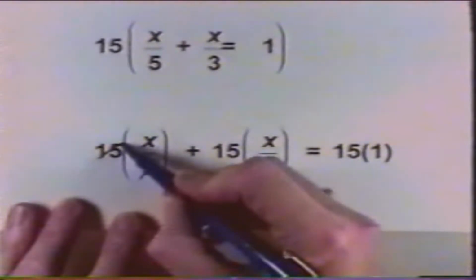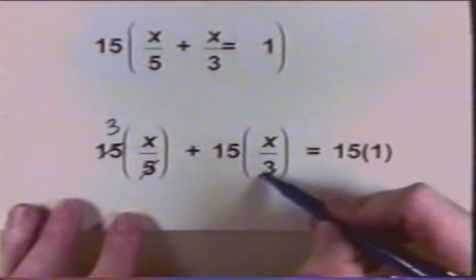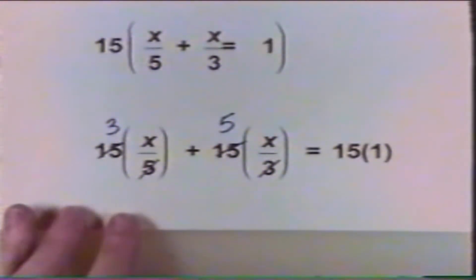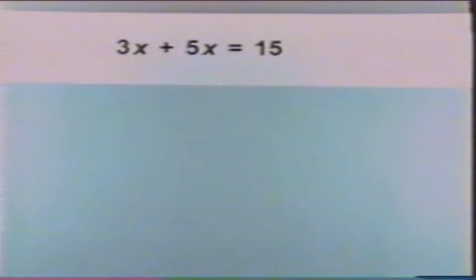5 goes into 15 3 times. 3 goes into 15 5 times. And then we multiply what remains. So we multiply the 3 and the x, the 5 and the x, and the 15 and the 1, since nothing canceled out over on that side, and we get 3x plus 5x equals 15.